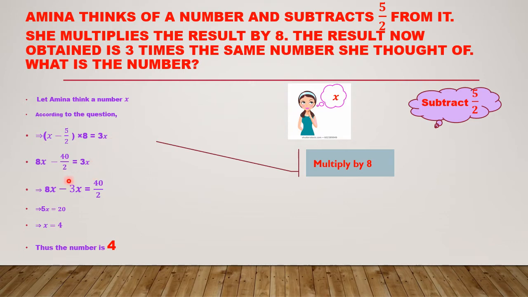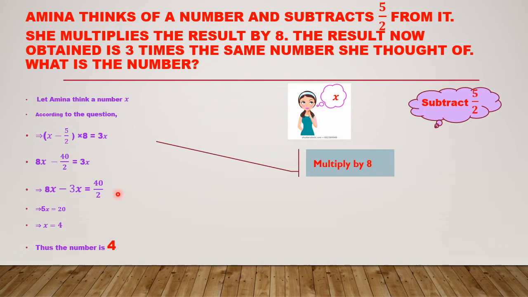Now transpose this 3x to LHS. Hence, it will become minus 3x. At the same time, transpose minus 40 by 2 to RHS. Do both the steps together: transposing 3x to LHS and minus 40 by 2 to RHS.